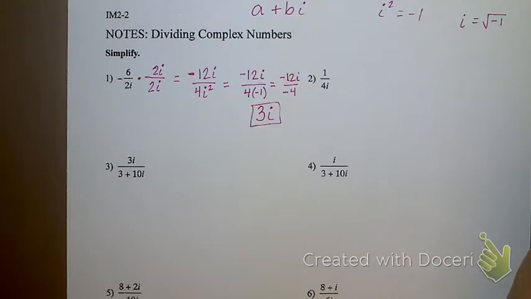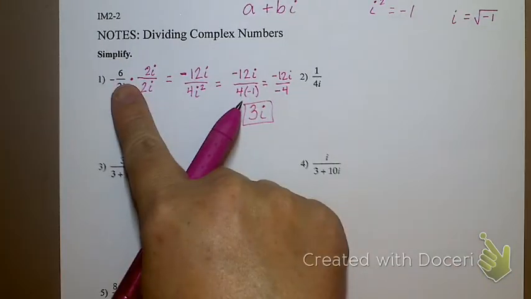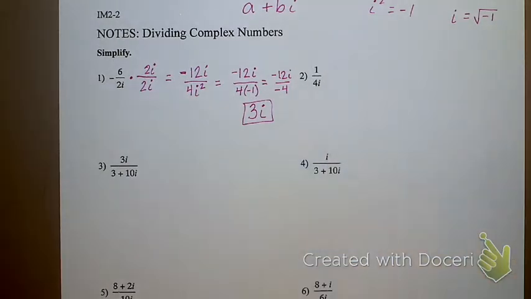Okay? So I did number 1. Number 2 is just like it. You take a minute and try number 2. I'll give you a hint. You're going to multiply by 4i over 4i. Exactly. 4i over 4i is what you're going to multiply by.